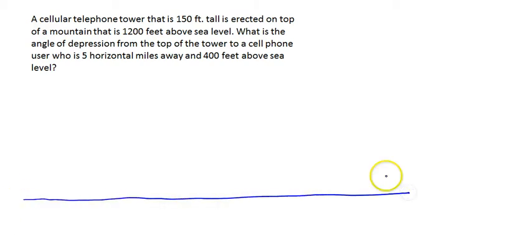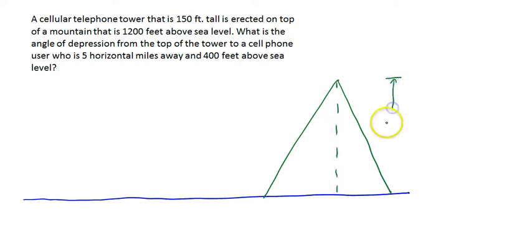Alright, on this problem we have a cell phone tower 150 feet tall, and it's on top of a mountain that's 1,200 feet above sea level. So let's draw a diagram. Okay, here is sea level, and the top of the mountain is 1,200 feet above sea level. So here's my mountain. So that's 1,200.